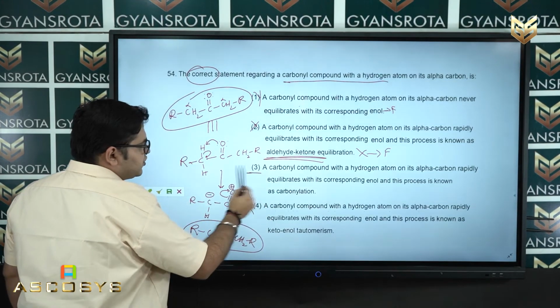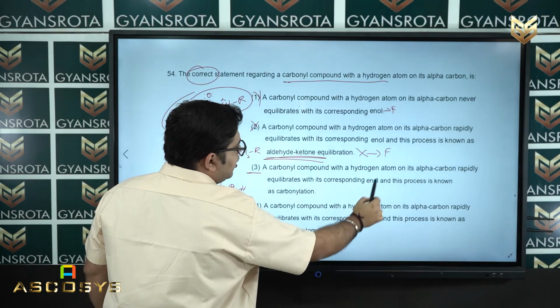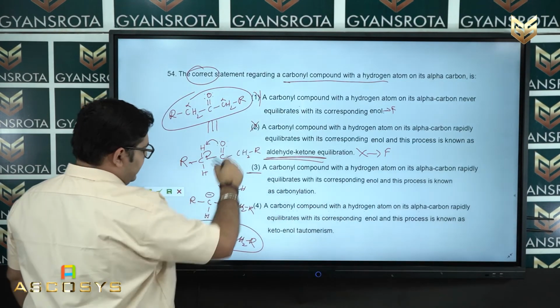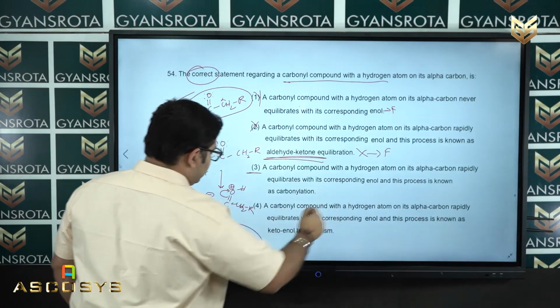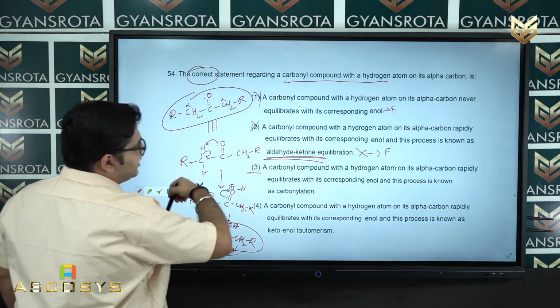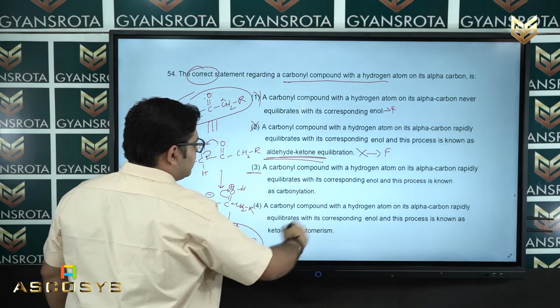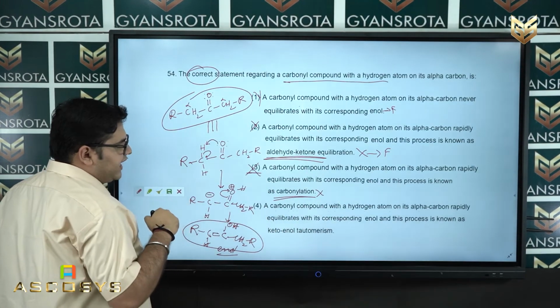Now, if you see option number 3, a carbonyl compound with a hydrogen atom on its alpha carbon rapidly equilibrates, yeah, that is possible, rapidly equilibrates with its corresponding enol. So, this is the enol form and this is our keto form, and this process is known as carbonylation. No, this process is not carbonylation. So, option number 3 also we can neglect.